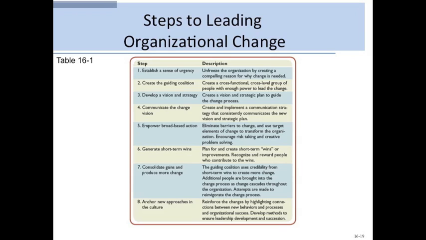Developing that vision and strategy. Where do you want us to go? Where do you want us to get to? That motivates people. That's likely to influence people. Communicating the change, making sure people understand where we're going to and that there is benefit in that change. Empowering broad-based action, generating short-term wins.